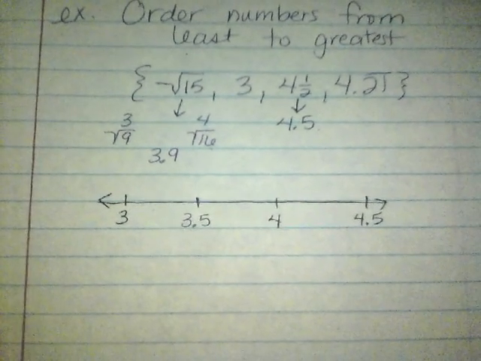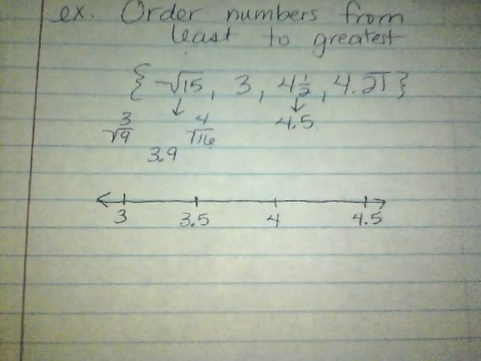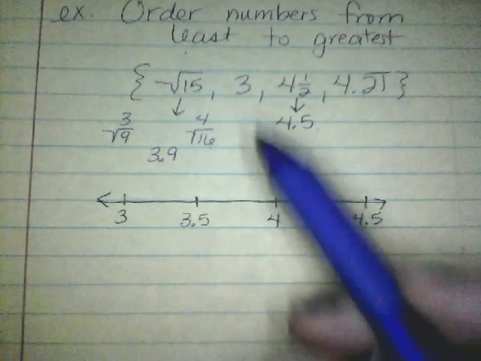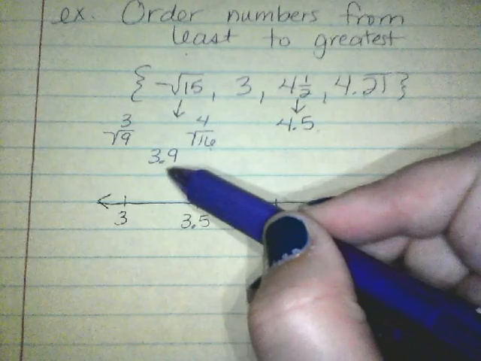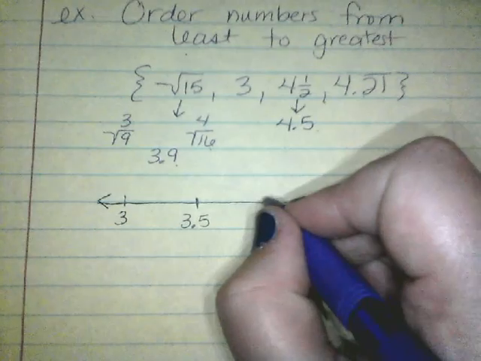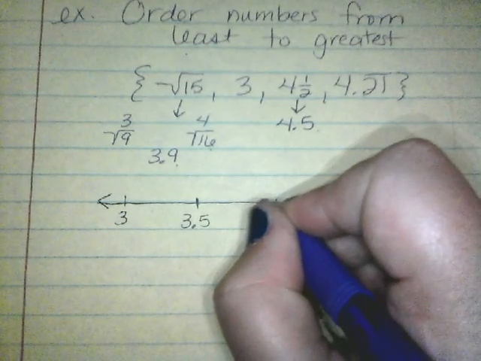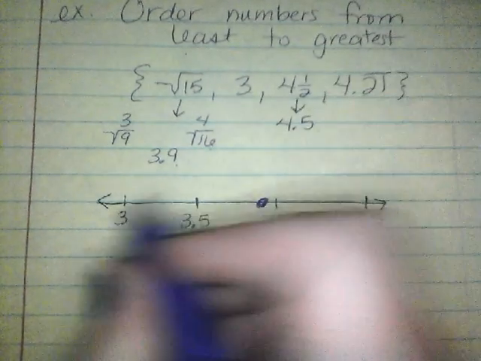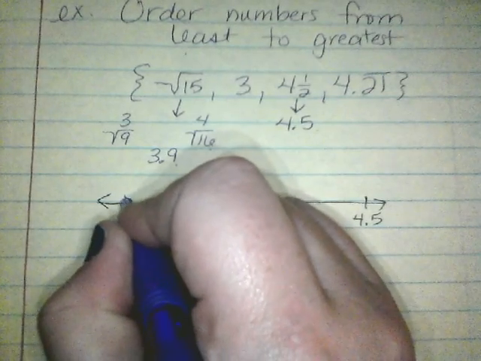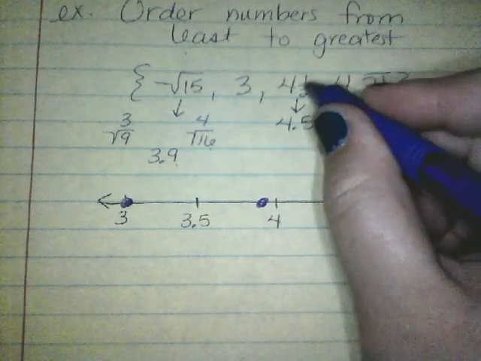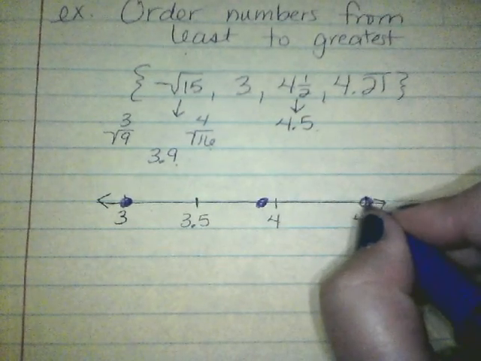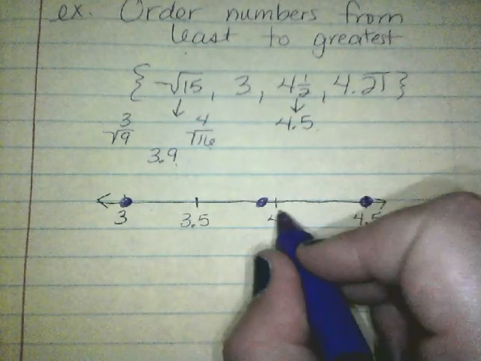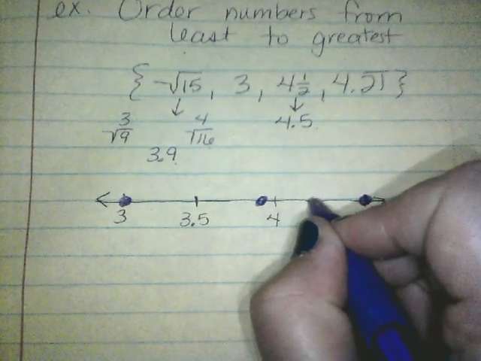Make sure you're creating your number line first, and now we can go in and plot my data. Okay, so square root of 15, which is 3.9, is going to be really close to 4. It's going to be right about there. Then I have 3. Then I have 4.5. And 4.21 repeating is going to be right in the middle, maybe a little bit closer to 4.